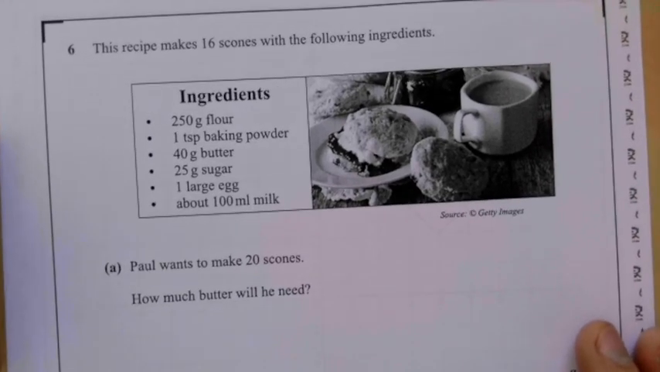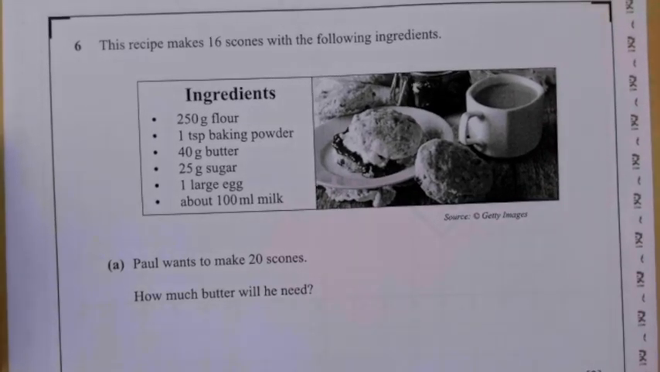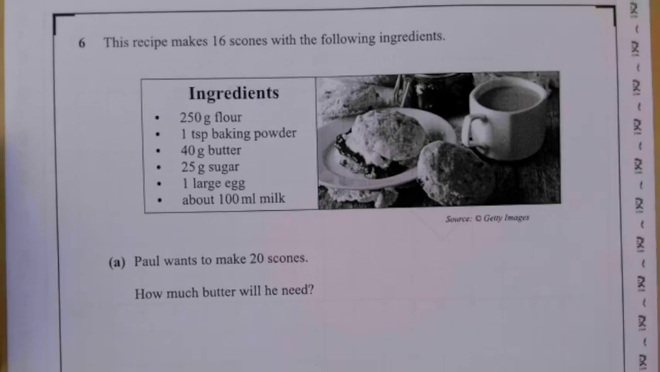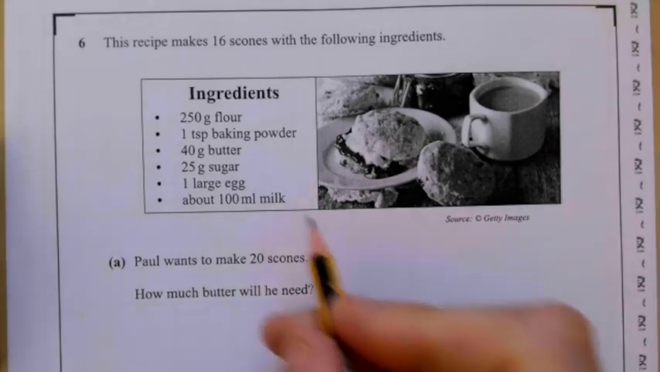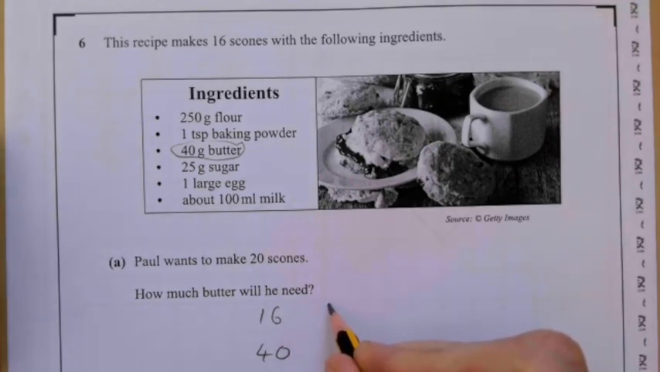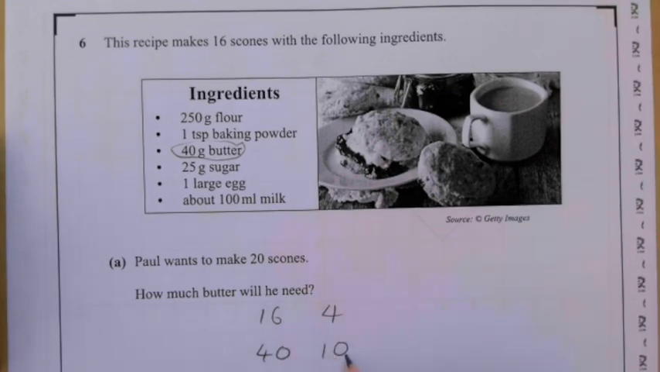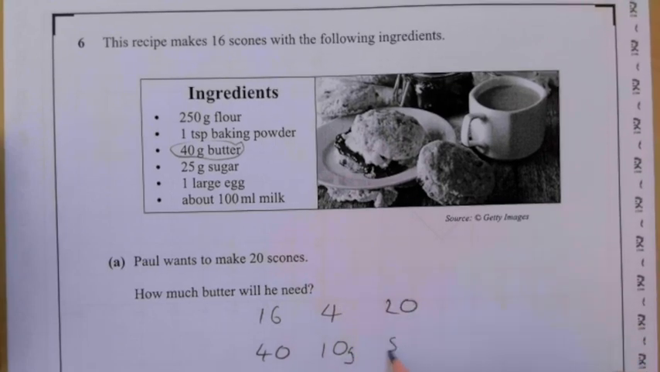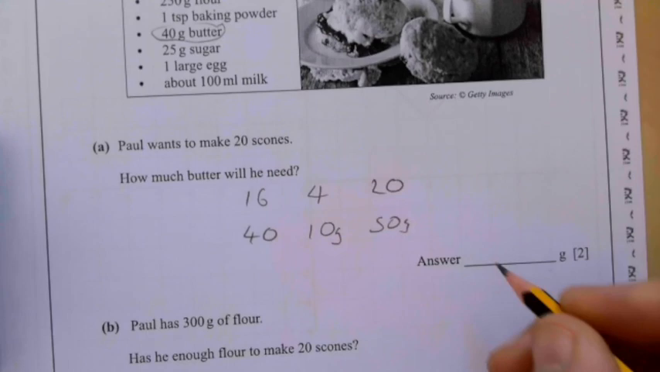Question 6. This recipe makes 16 scones with the following ingredients. Paul wants to make 20 scones. How much butter will he need? So he has 40 grams of butter for 16. So obviously then for 4 people we would divide by 4. It would be 10 grams of butter. And so then for 20 people we would times that then by 5, and we get 50 grams of butter.